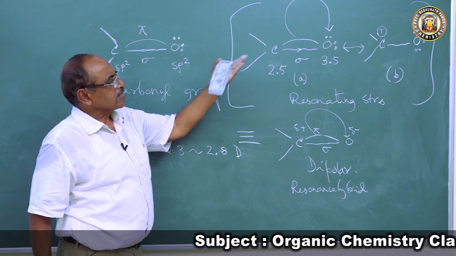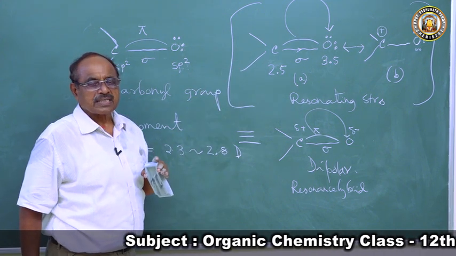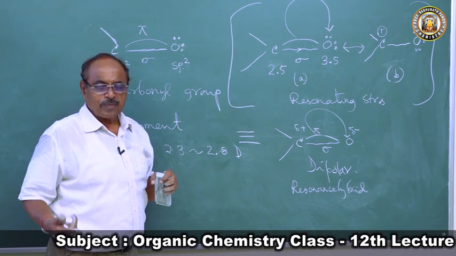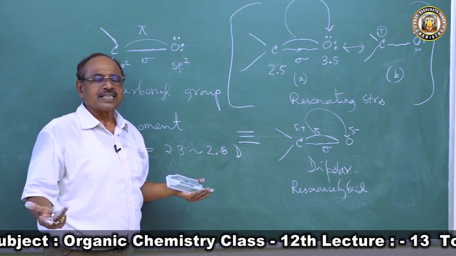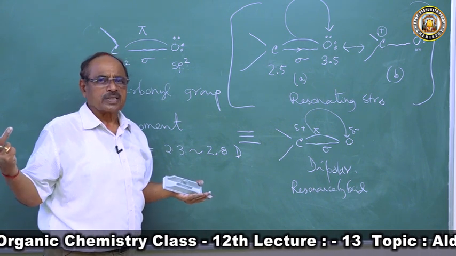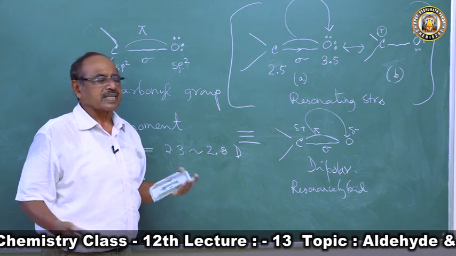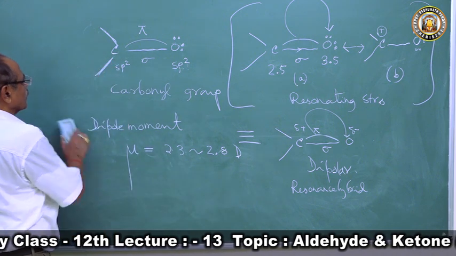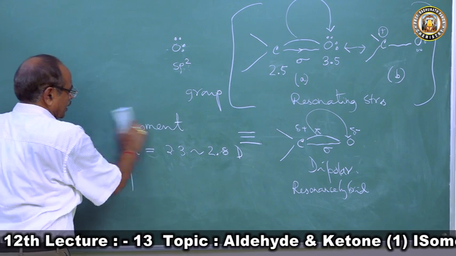And polarization of the pi bond always takes place in the carbonyl group. So this carbonyl group induces reactivity in carbonyl compounds. Compounds containing a carbonyl group are always reactive. So this is what a carbonyl group is. Now we'll come to what carbonyl compounds are.